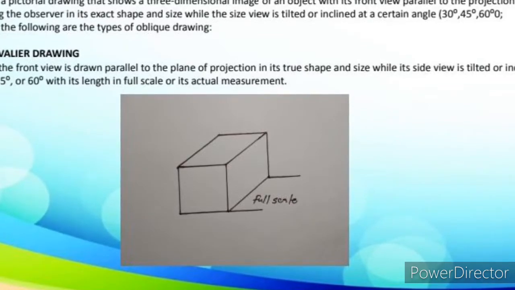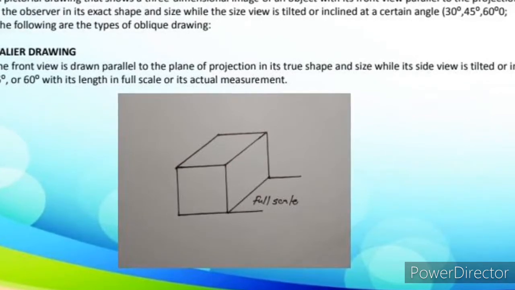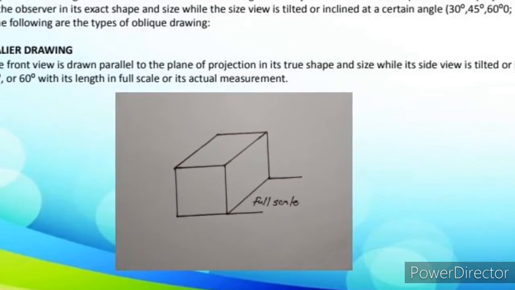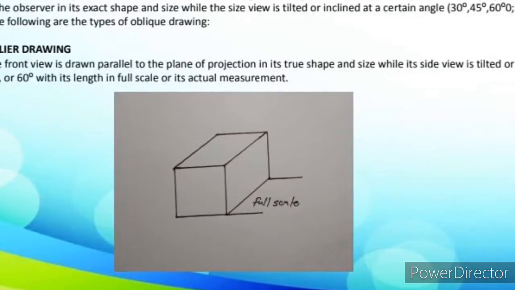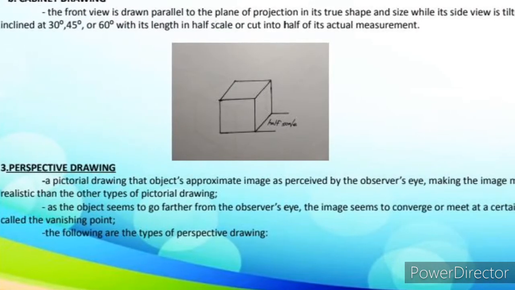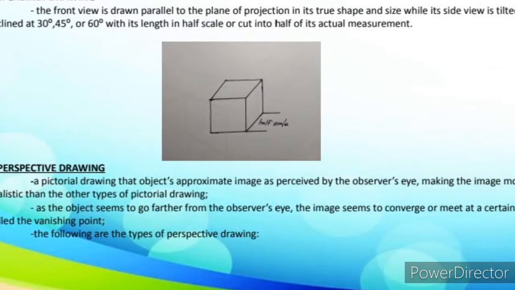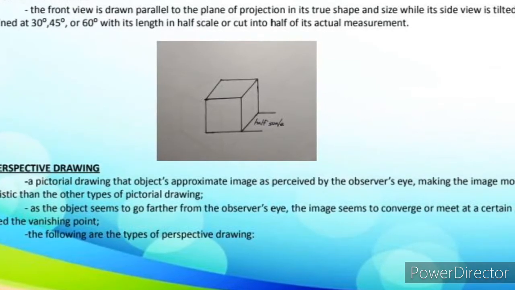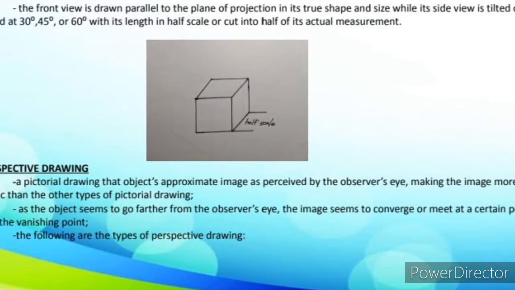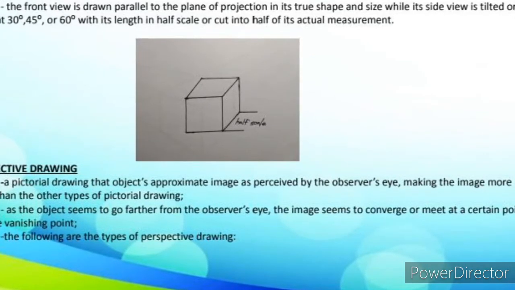First is the cavalier drawing. The front view is drawn parallel to the plane of projection in its true shape and size, while its side view is tilted or inclined at 30 degrees, 45 degrees, or 60 degrees with its length in full scale or its actual measurement. Second is the cabinet drawing. The front view is drawn parallel to the plane of projection in its true shape and size, while its side view is tilted or inclined at 30 degrees, 45 degrees, or 60 degrees with its length in half scale or cut into half of its actual measurement.